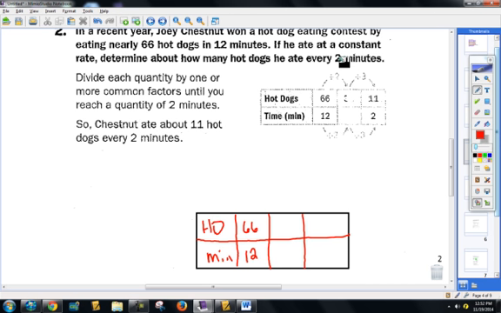But I'm going to change the question. I'm going to say I want to know how many hot dogs he ate in 8 minutes. So that means this is going to go here. Now, I'm going to show it as a proportion, so please don't work ahead. Just stay with me. This is where scaling is going to be very important.